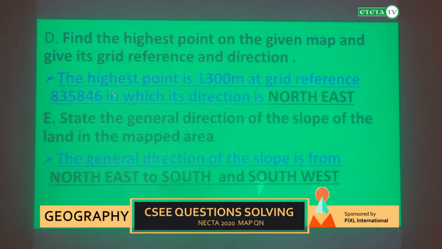Then 84, 60, in which the direction now, that direction which I have showed you, is northeast. It is located in the northeast. So the highest point, which is this one there, if you check the map there, it is located in the northeast. That is the way we are supposed to answer.